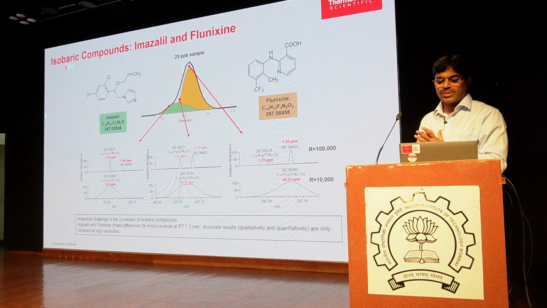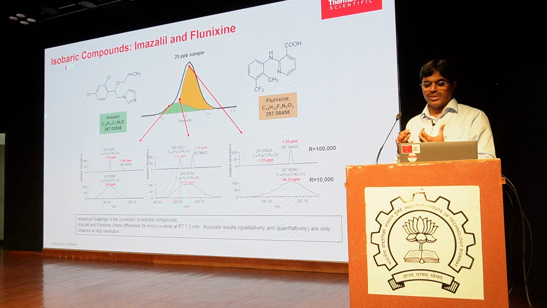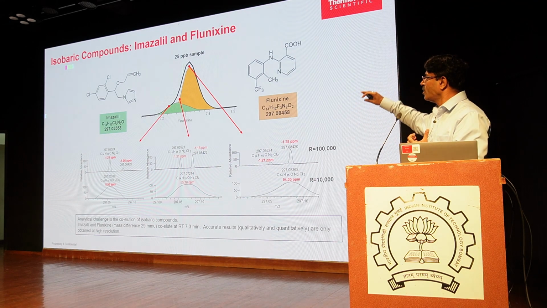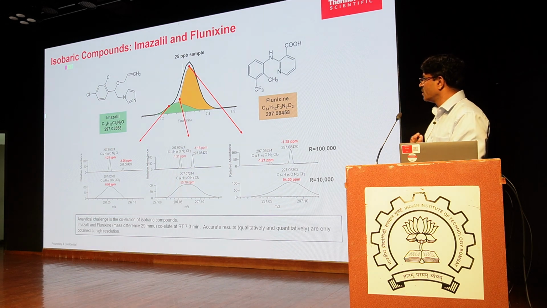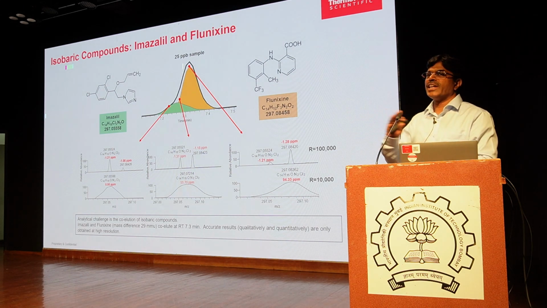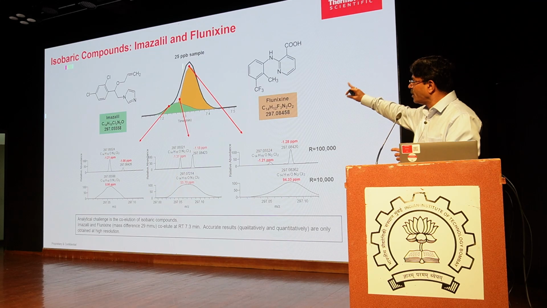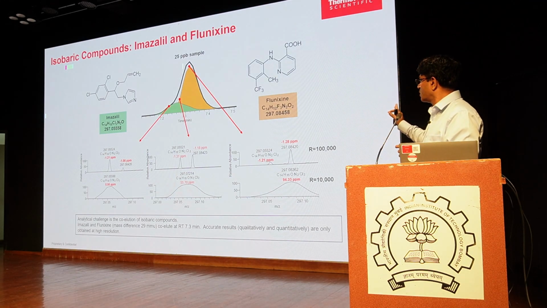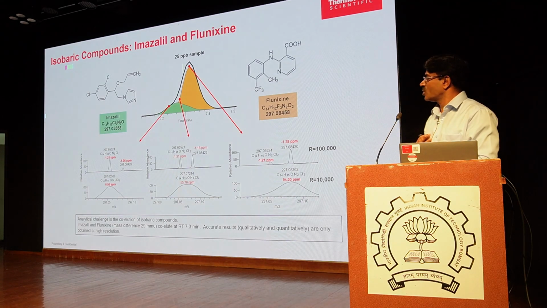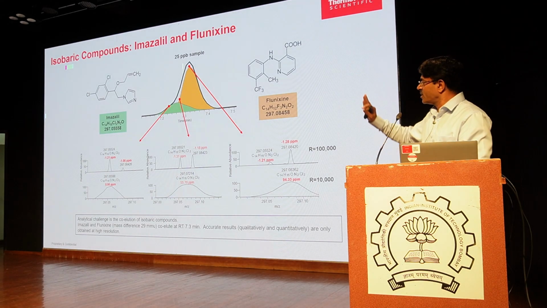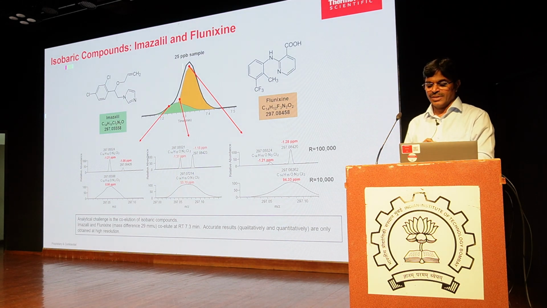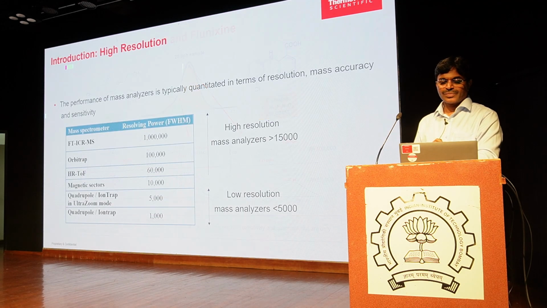This is another example, 2 species having very close molecular weight. You can see the peaks are co-eluting, the green one and the yellow one. At a resolution power of 10,000, at different positions of the peak, you are not able to see the separation. But at a resolution power of 100,000, you are able to clearly see the separation at different locations of the peak. So they are very clearly separated from each other.